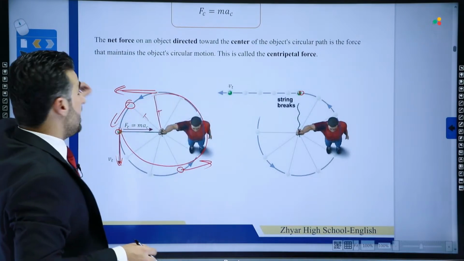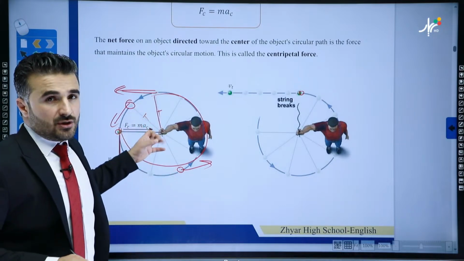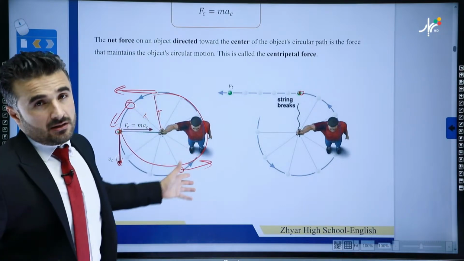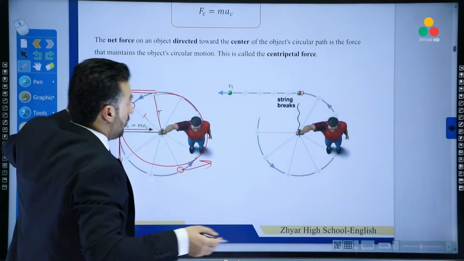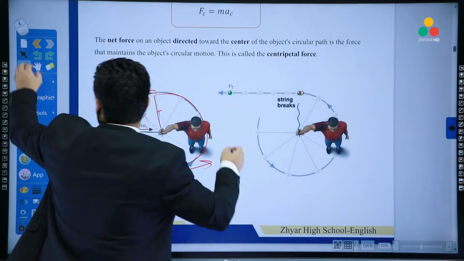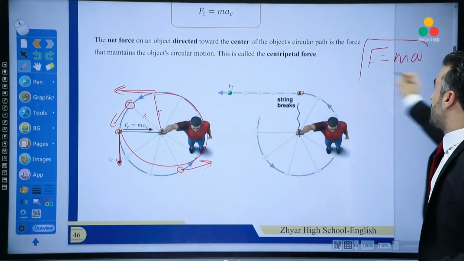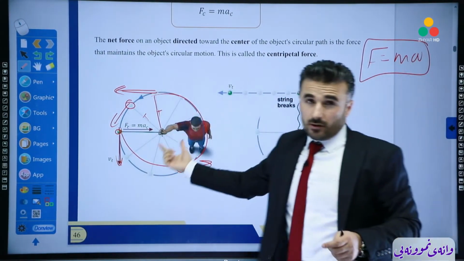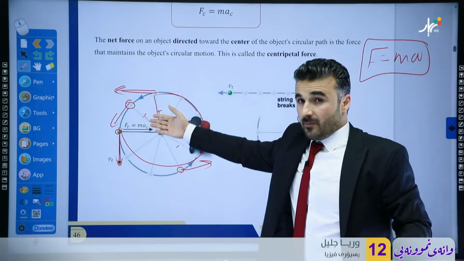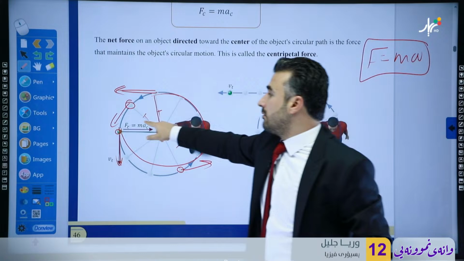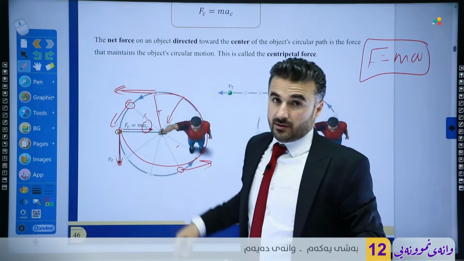All right, so we can say this force that keeps the object moving in a circle, using Newton's second law of motion, is equal to what? What is Newton's second law of motion? Force equals mass times acceleration. But because we have circular motion, the acceleration that we have is called centripetal acceleration, and it is always directed towards the center of the circle.